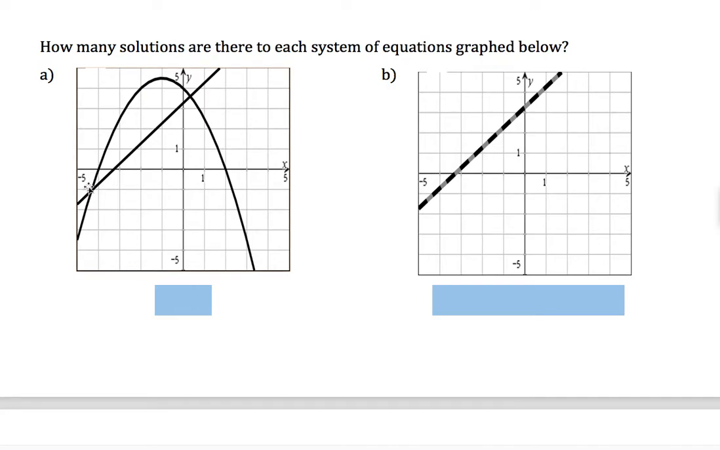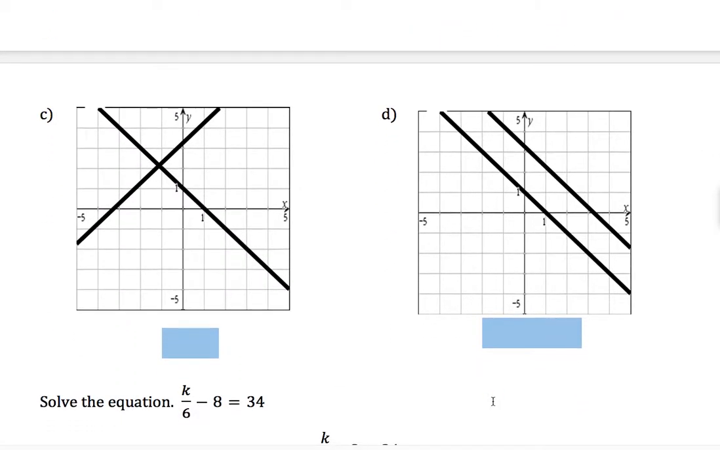We can see an intersect here and here. I don't need to know the location, I just need to know how many solutions there are. In this case, there are 2 solutions for graph A. For graph B, because those lines are right on top of each other, there are infinitely many solutions. And for C, we just have one intersect here, and so this one has 1 solution.